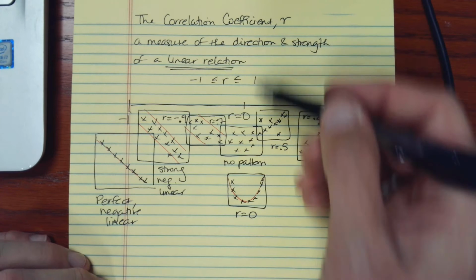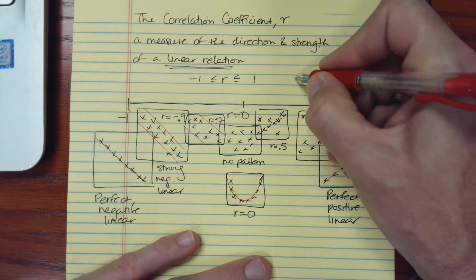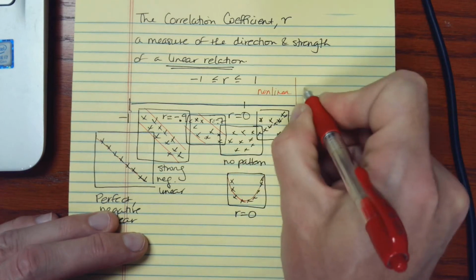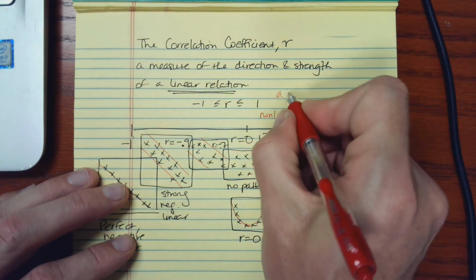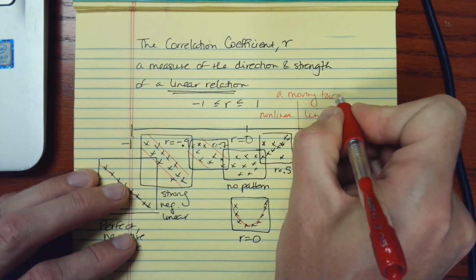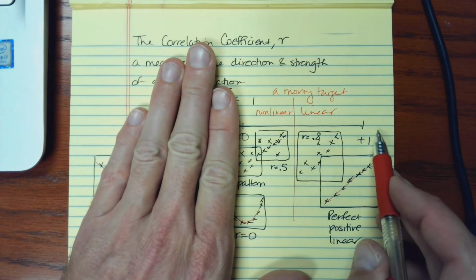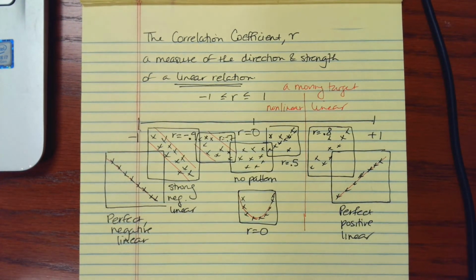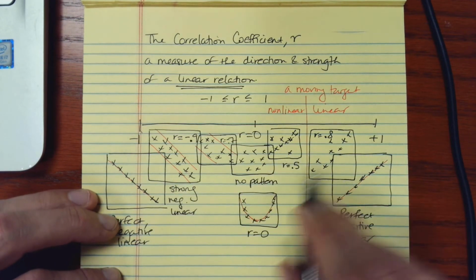Now, there's still some ambiguity here. We want to know where's the line that separates nonlinear from linear. Well, the problem is that this is a moving target. That line that separates the nonlinear from linear on this scale, even just between 0 and 1, we will have to use a table to look up a cutoff point that we'll use to determine whether our sample is indicative of a linear relationship or not.